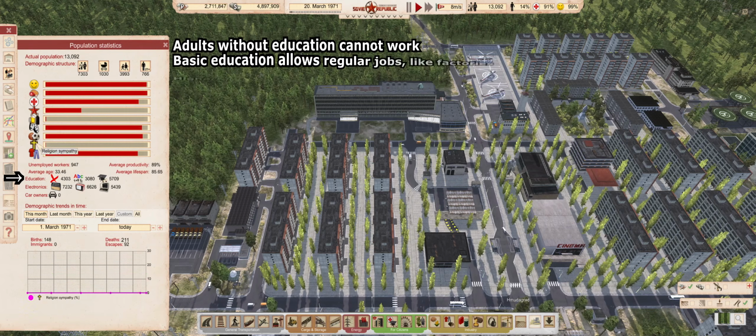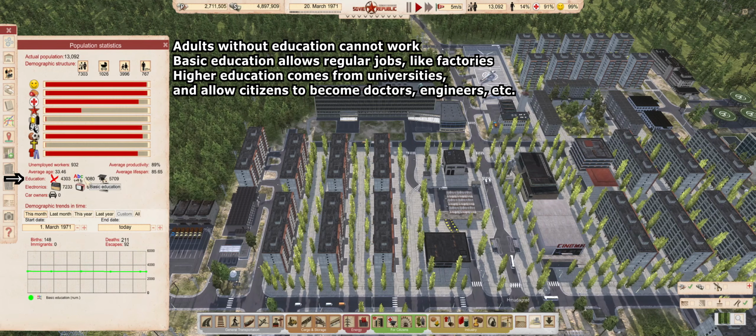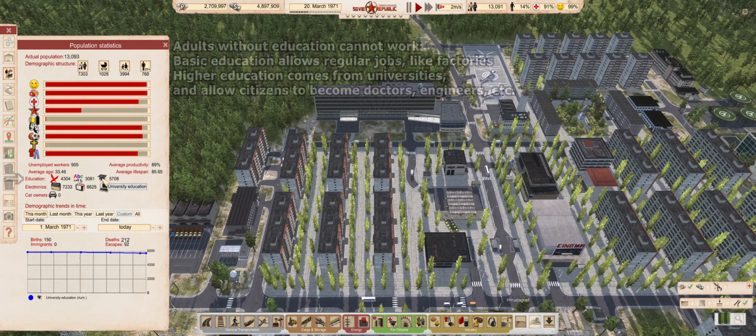They are further divided into education levels. Citizens without education cannot work. With basic schooling, they can do regular work that doesn't need special training, like factory and retail jobs, harvesting crops, etc. Citizens with university educations are your teachers, engineers, government employees, etc.